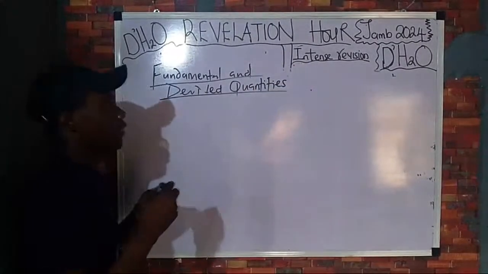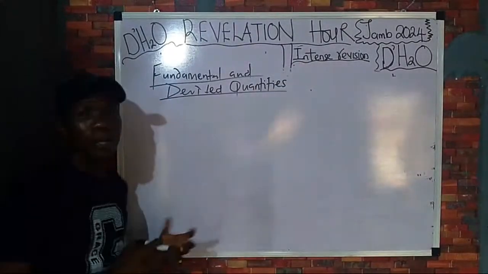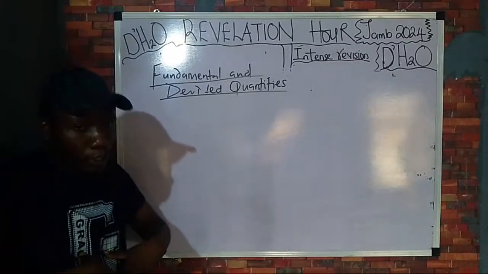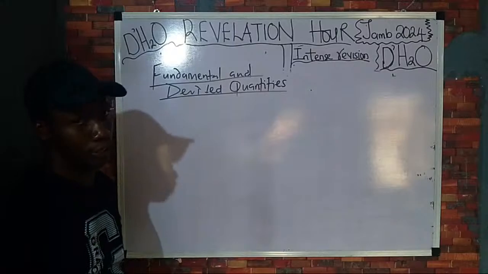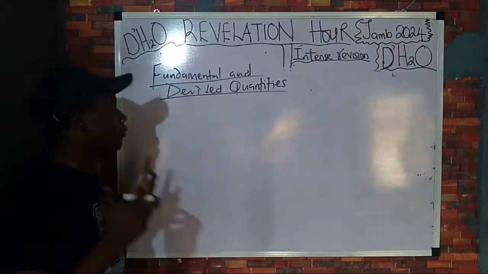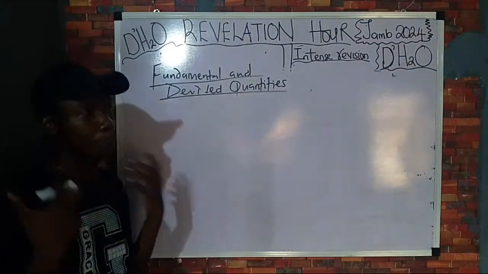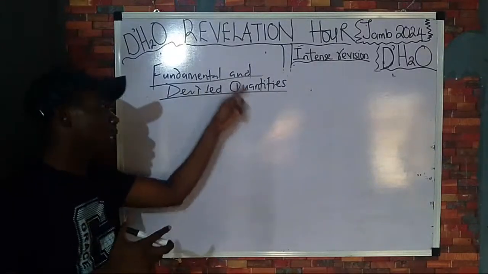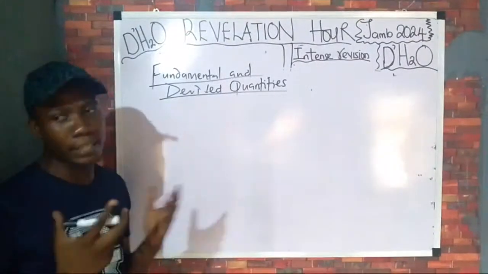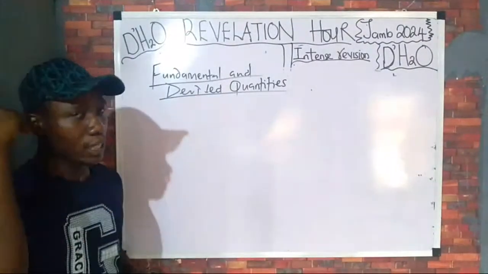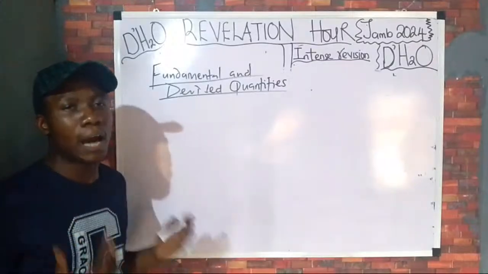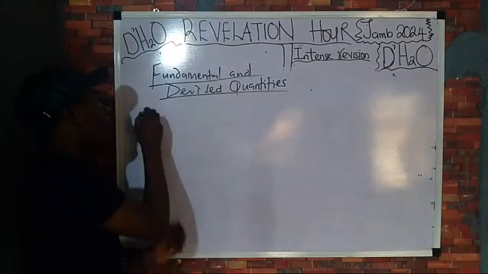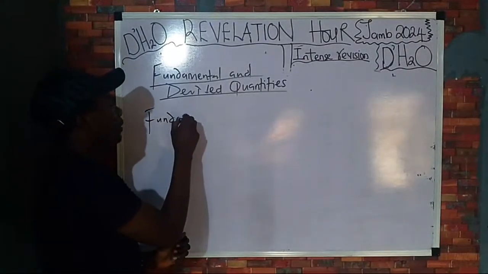Now, what is a fundamental quantity? A fundamental quantity is the basic quantity in physics that others depend on for their definition and expression. What am I trying to say? The fundamental quantities are the independent quantities in physics. Every other quantity depends on them for its definition and expression. So they are the basic quantities in physics. And how many are they in number? They are 7 in number.